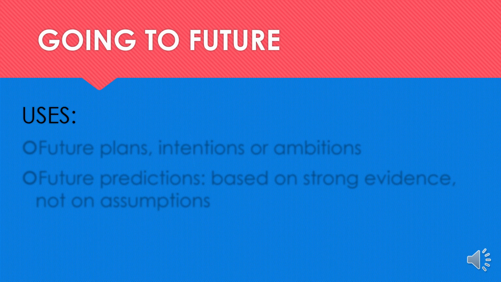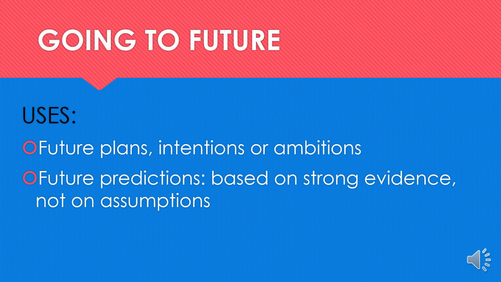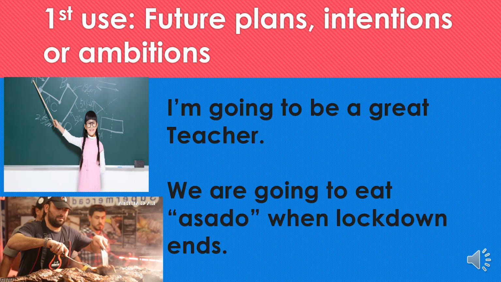Used for future plans, intentions, or ambitions, and also for future predictions, but differently from the simple future. In this case, the future predictions are based on strong evidence, not on assumptions. So that is to say, something that we clearly see. Look at this one. For example, "I'm going to be a great teacher," the girl says. Obviously, she is expressing her ambition.